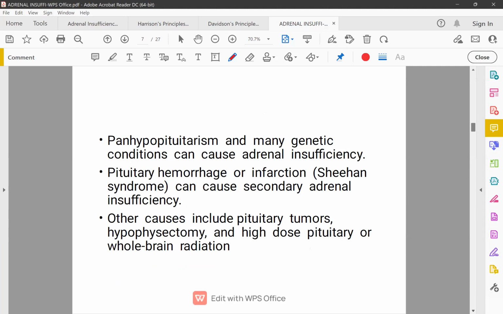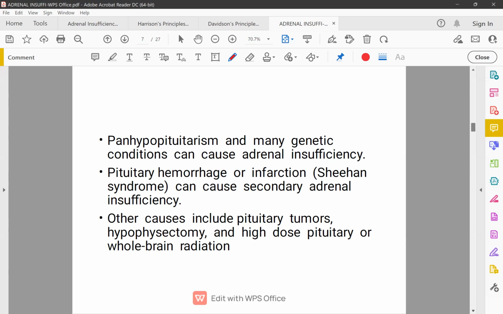And secondary and tertiary causes like panhypopituitarism and many genetic factors can cause adrenal insufficiency. Pituitary hemorrhage or infarction, like Sheehan syndrome, can cause secondary adrenal insufficiency. Other causes for secondary include pituitary tumors, hypophysectomy, and high dose pituitary or whole brain radiation. Supposing there is panhypopituitarism, that means the entire anterior pituitary gland is destroyed. Then what will happen? Thyrotropic hormone is not released, ACTH is not released, all the trophic hormones are reduced, and that is possible only when there are genetic causes. That can also cause some adrenal insufficiency.